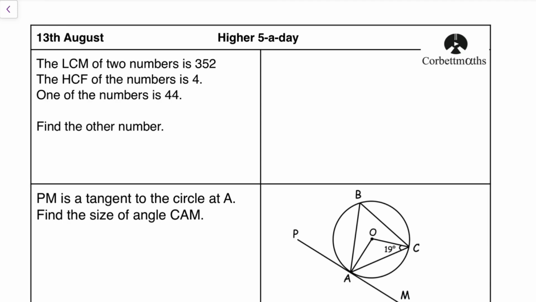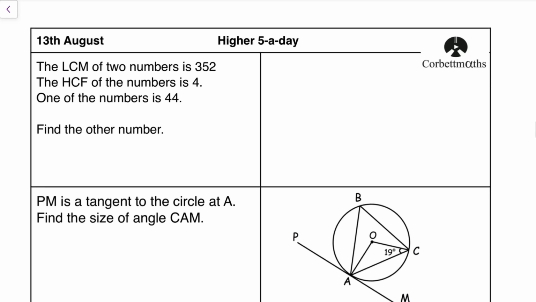So the first question says, the LCM of two numbers is 352. The HCF is 4, one of the numbers is 44, find the other number. Okay. There is a definite technique to do this one here that makes it much easier.